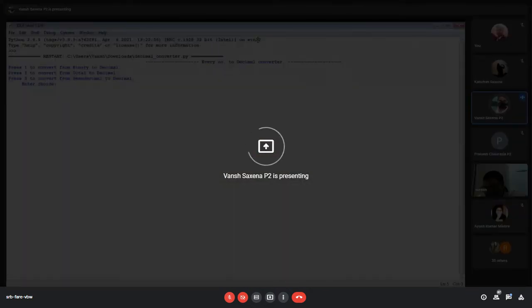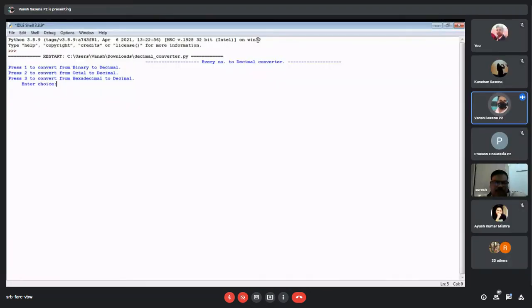After running the program, this is how the output of that program looks. So, every number to binary conversion. Press 1 to convert from binary to decimal, press 2 to convert from octal to decimal, press 3 to convert from hexadecimal to decimal. Regardless of anything, I am pressing just 1. Choice is 1. Now I have to enter a binary number. Let's say I'm not giving a binary number, I'm taking a different kind of number, 1052. Then invalid binary number is shown.